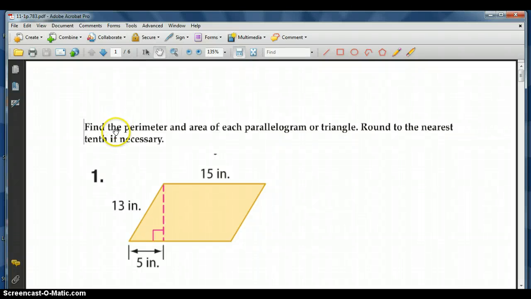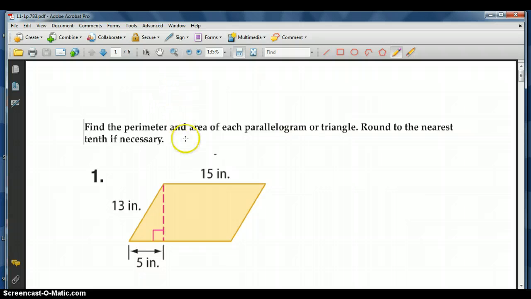Alright, this is 11.1, areas of parallelograms and triangles, starting on page 783. Number 1, find the perimeter and area of each parallelogram or triangle, round to the nearest tenth if necessary. So, first we'll find our perimeter.